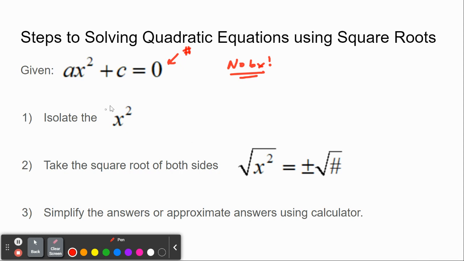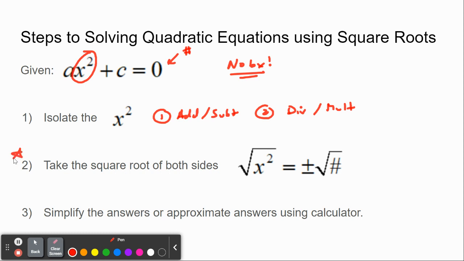So step 1, we need to isolate the x squared. So in this problem, we need to get the x squared all by itself. Usually that first step involves an addition or a subtraction. And then the second step is going to typically be division, but it could also be multiplication if there's a fraction involved.